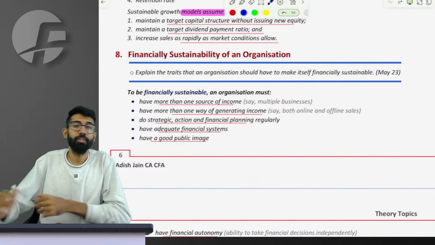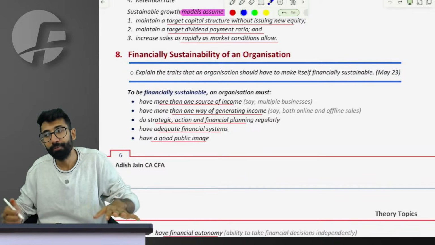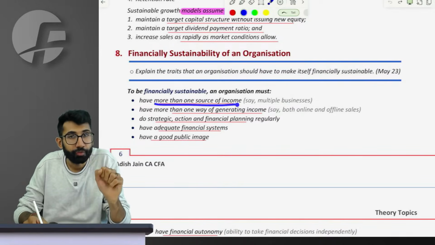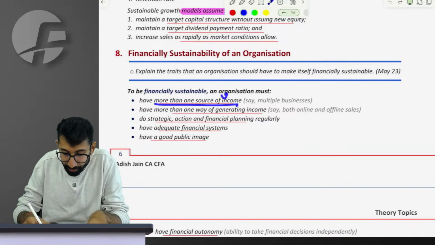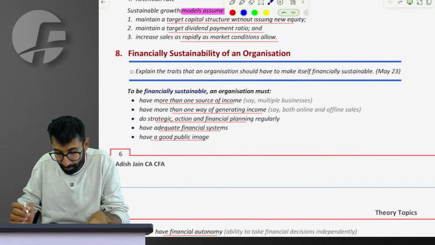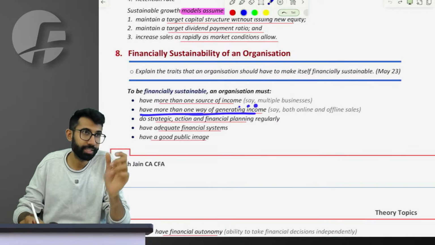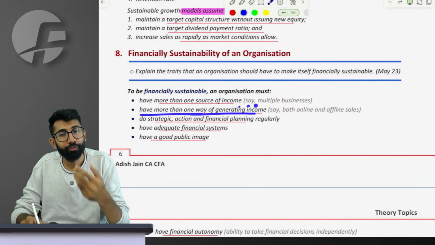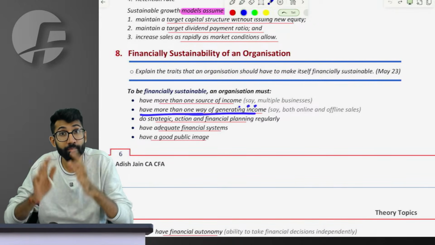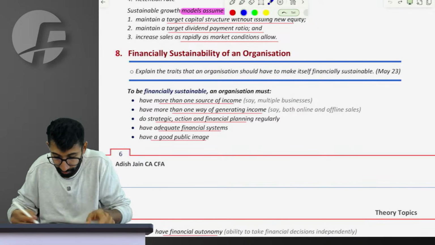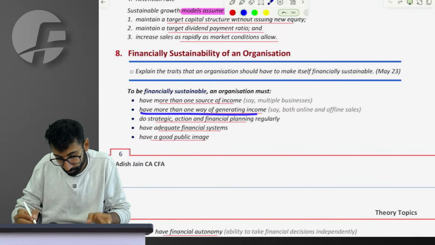Financially sustainable, which organization is considered? People in the class, if you have more sources of income, when you have multiple businesses, that is a financially sustainable organization. Have more than one way of generating income. For example, when you have offline stores and online stores, there are multiple sources of generating income from the same line of business. That is the second thing.